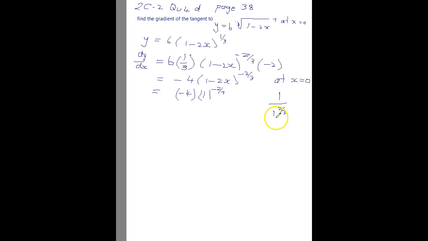1 to the positive 2/3 means 1 squared followed by cube root. So 1 squared is 1, and cube root of 1 is also 1. So that is why when I just see 1 to the minus 2/3, I know that the answer is 1. So 1 times minus 4 is minus 4. And that is the gradient of the tangent.